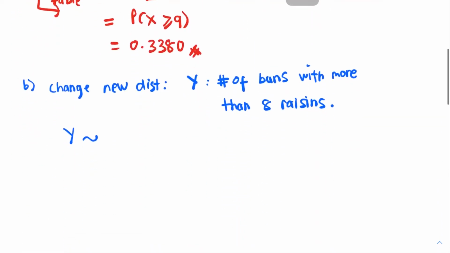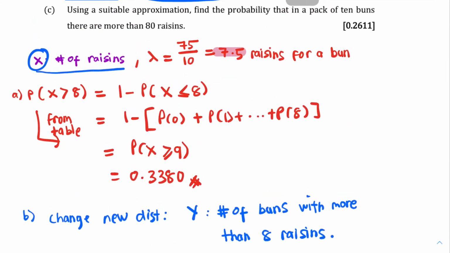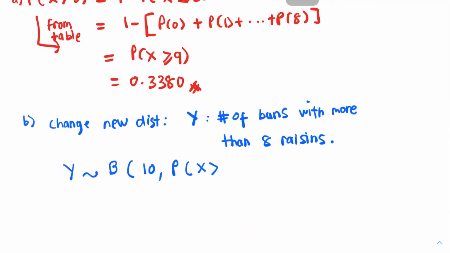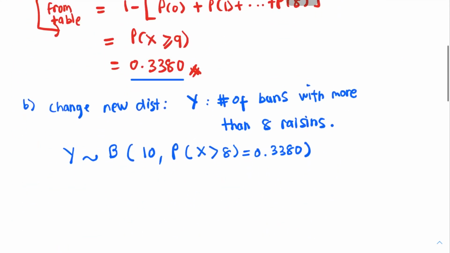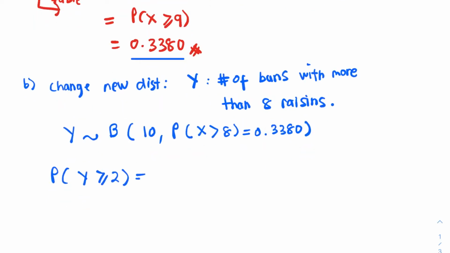So you can say that your Y has a binomial distribution with 10 trials, and the probability of success p is the probability of a bun having more than 8 raisins, which you found already in your answer just now, 0.3380. So from here, you can answer the question asking at least 2 buns with more than 8 raisins, which would be P(Y ≥ 2).